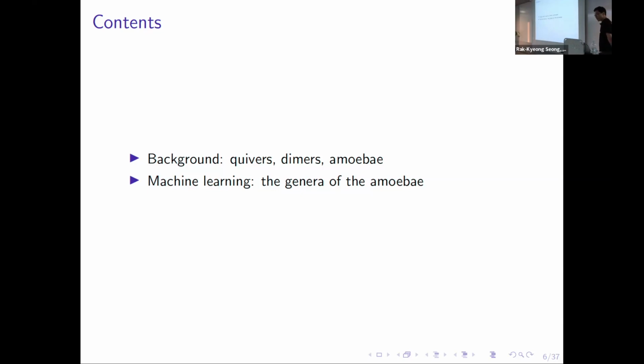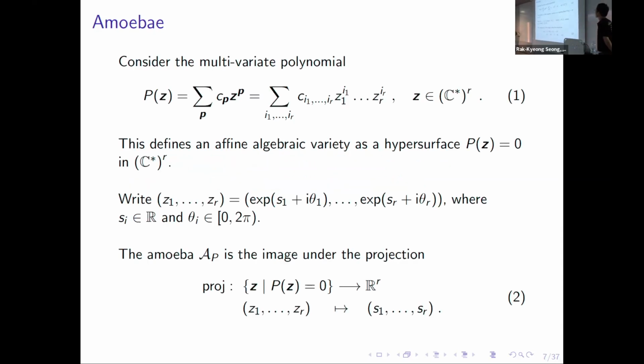So I'll spend much of the time talking about the background. If you know about the quivers and dimers, you might find it boring. If you don't know about this background, well, you may also find it boring. So it's a good chance for you to find your own Ulam spiral. But anyhow, we need to introduce the amoeba.